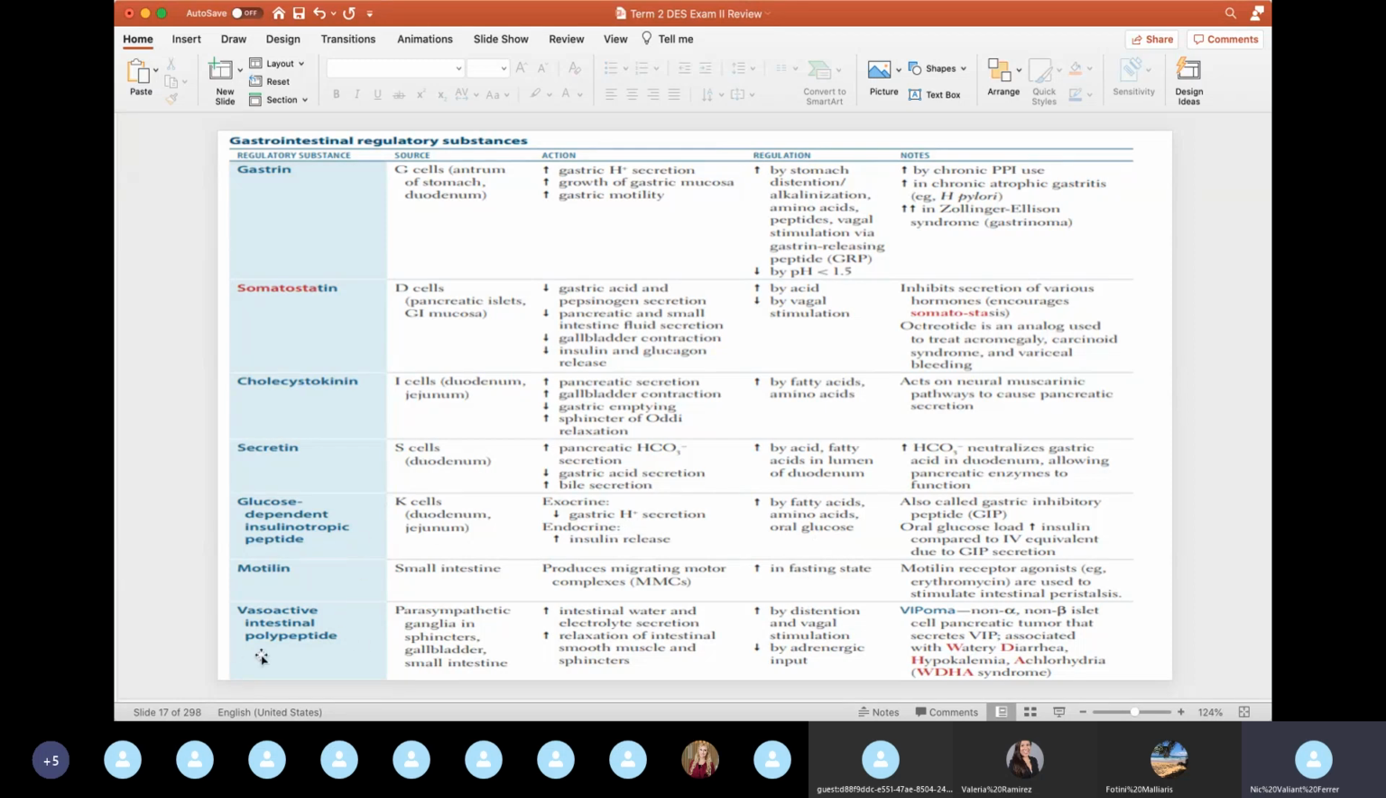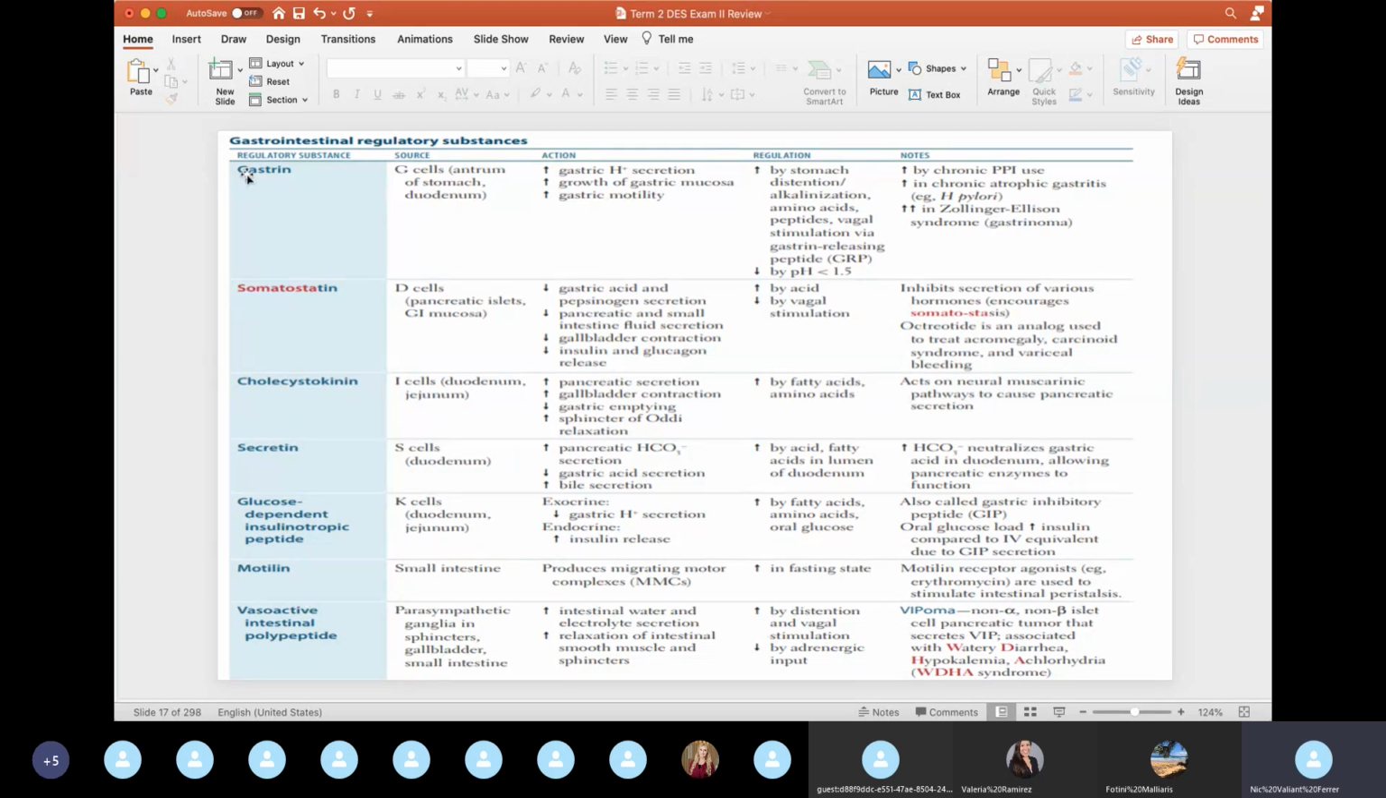And VIP is important in secretion of water and electrolytes. So VIPoma is a pancreatic cell tumor, right? That secretes VIP. You can have watery diarrhea, hypokalemia, and achlorhydria. This is the WDHA syndrome. You're gonna learn more in term 4 for this, okay?